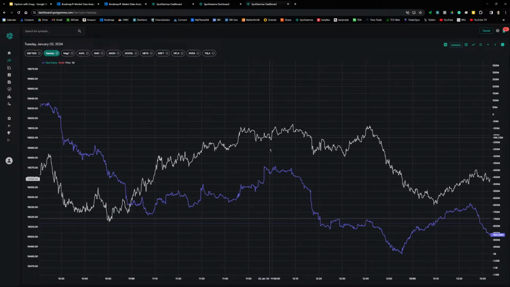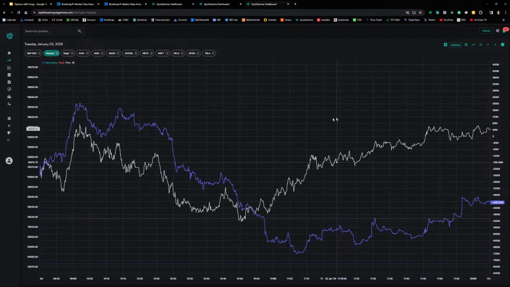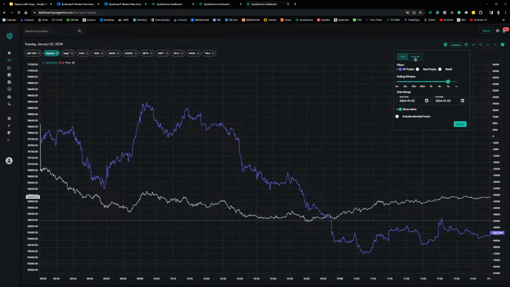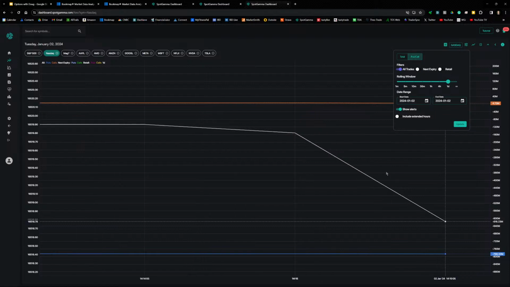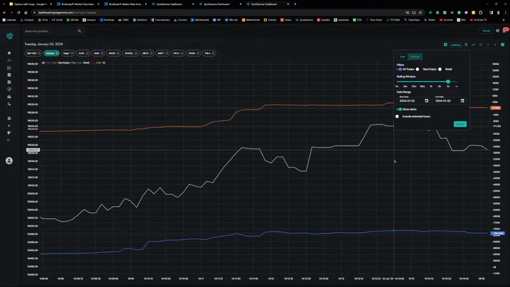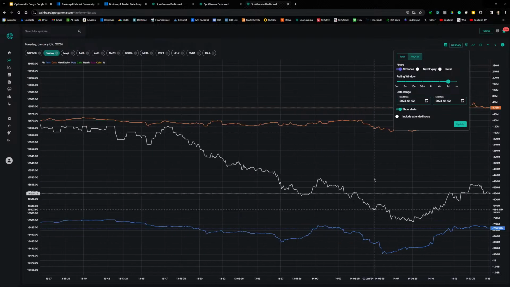All right, so let's take a look at a setup here. I'm going to zoom in a little bit. Again, separate out puts and calls. Sorry about that. Spotgamma is still working on this issue.